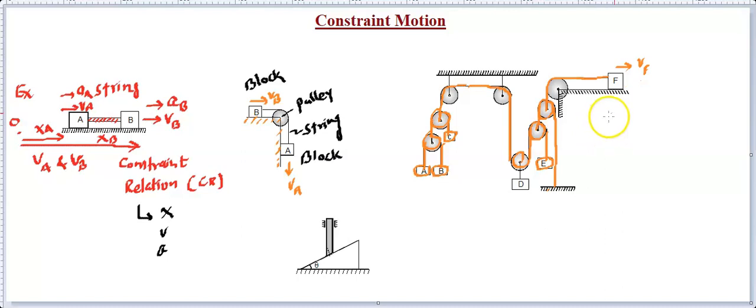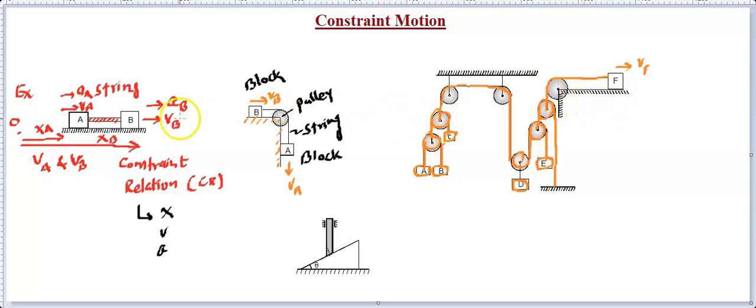So again, we need to find the relation among the velocity of F, velocity of E, then velocity of D, then velocity of C, B, A. That means from A to F, all the blocks will have velocities, and these velocities will be related by a relation, and that relation will be known as constraint relation, or the motion will be known as constraint motion. How that relation will come into play, we will see in this chapter or in this particular topic.